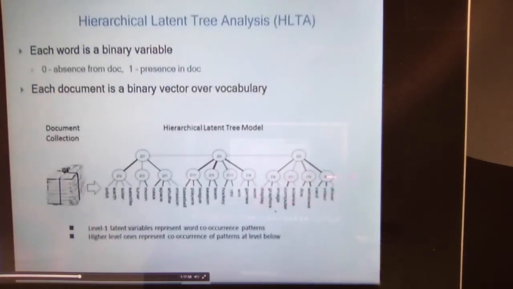The first-level latent variables capture the co-occurrences of words. For example, Z14 indicates that the words cart, video, driver often occur together in different documents. Not always, but mostly. And same goes for Z15. And then Z16 is image, graphics, display. So those words tend to co-occur. And the latent variables at higher levels capture the co-occurrence of the patterns at this level. For example, this one says that those 4 patterns tend to co-occur.